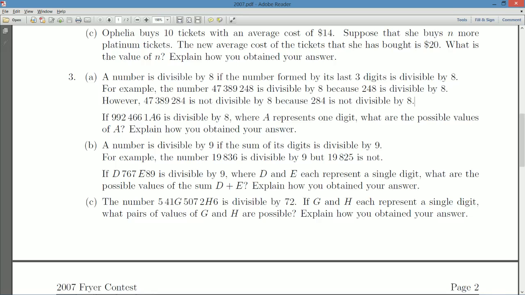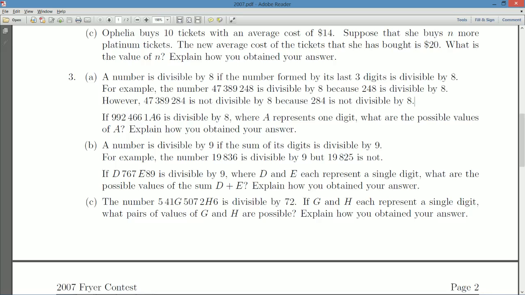If 992,4A6,186 is divisible by 8, where A represents just 1 digit, what are the possible values of A? And as usual in this contest, explain how you obtained your answer. Okay. So A is not a leading digit, right? You can't have A be a 0 if it's up front. But A is somewhere in the middle of the number, so A can be anything from 0 to 9.